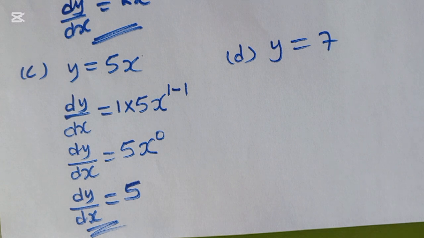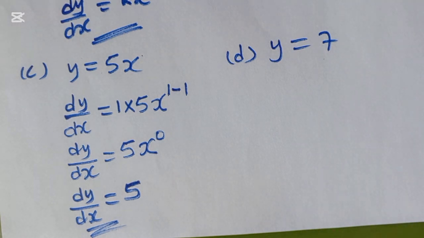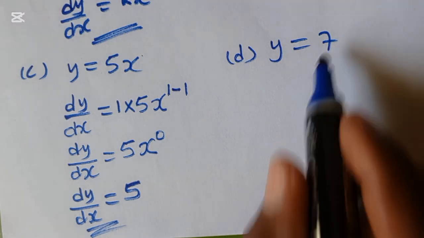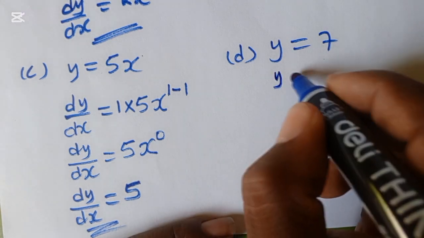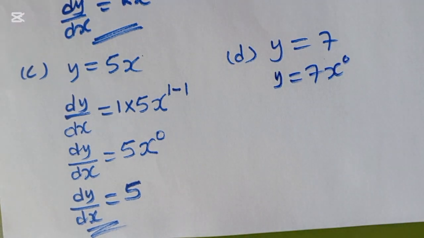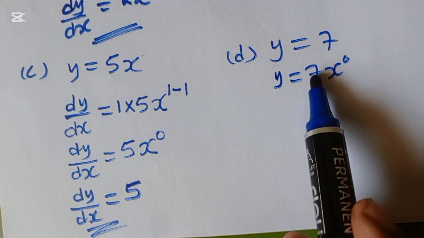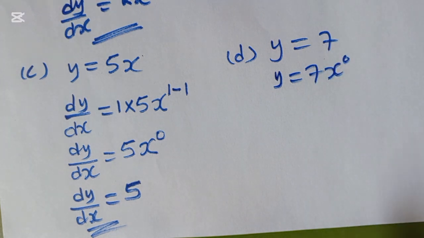Then part D, y is equal to 7. There is no x here, but we are differentiating with respect to x. So this is the same as y is equal to 7x to the power 0. Remember that x to the power 0 is 1, and 1 times 7 is 7. So I'm differentiating with respect to x. That is the reason why I have added x to the power 0.